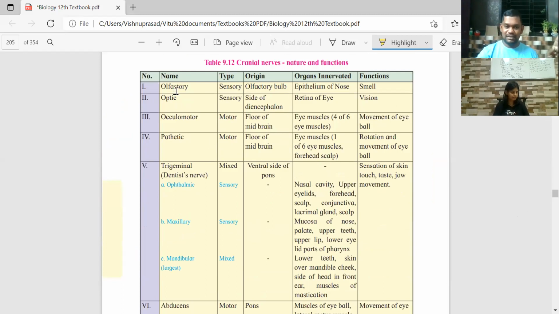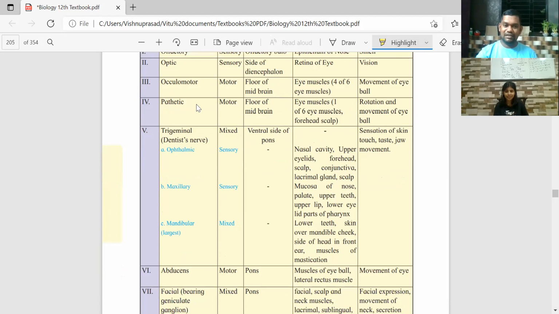Now see, these are names of the nerves that we have seen. Each one of them is of which type? You remember the types of nerves: sensory, motor, and accessory. You also have to remember which nerve is of which type.